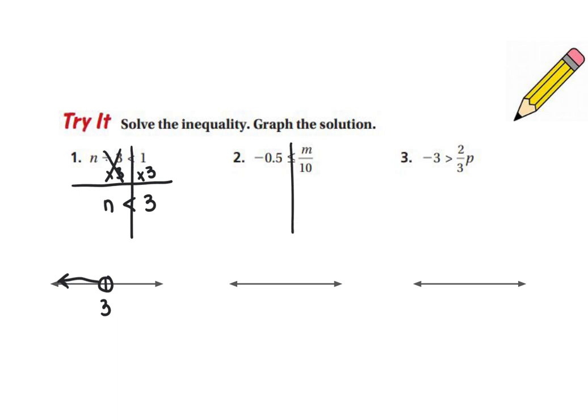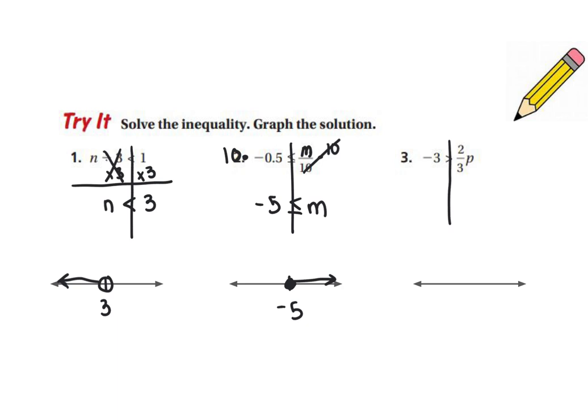For number 2, we want to isolate the variable m, so we'll multiply by 10. 10 over 10 is 1, leaving us with m. Multiply the other side by 10. 10 times 0.5 is 5, and a positive times a negative is a negative. So negative 5. It is greater than or equal to, so the circle's filled in, and m has to be to the right or equal to negative 5. So our arrow goes to the right.